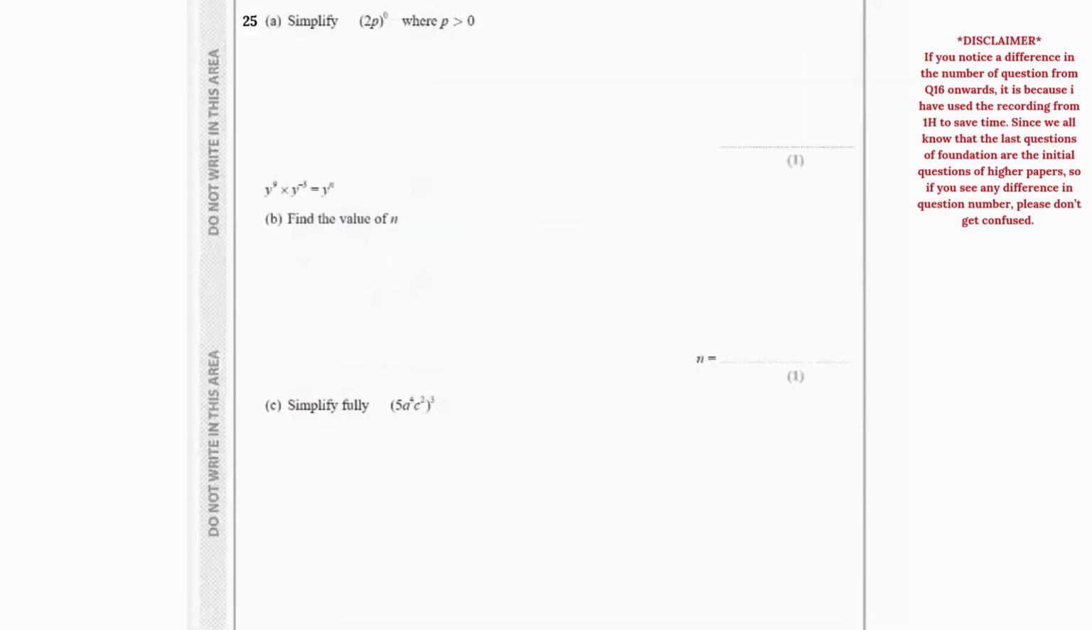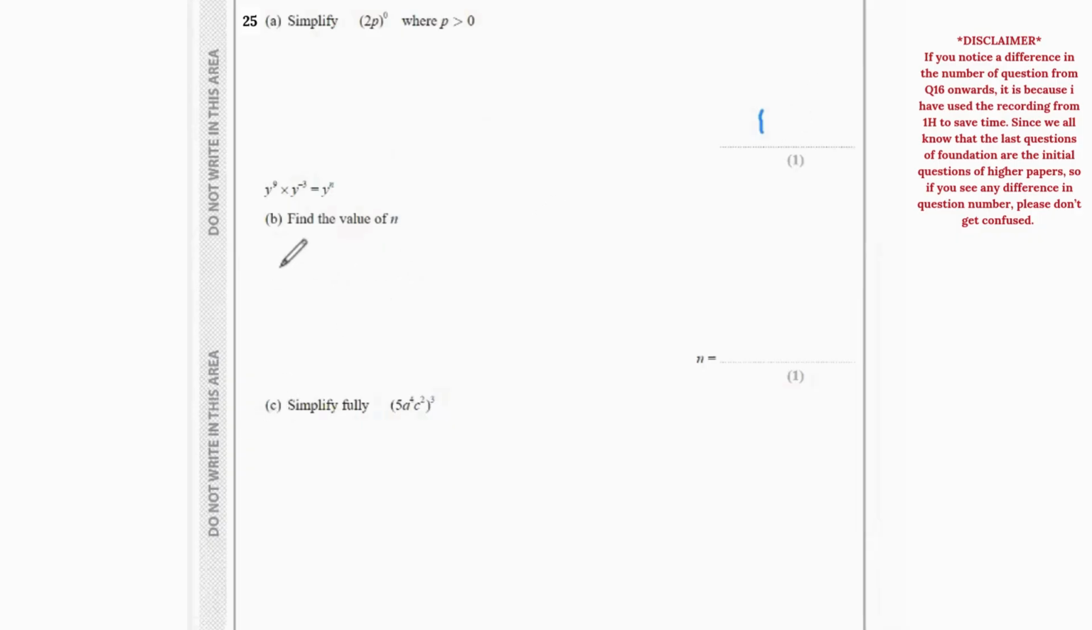Question 10 says simplify 2p to the power of 0, where p is greater than 0. Anything to the power of 0 always equals 1. So since the entire 2p has a power of 0, all of this equals 1. If it was just p to the power of 0 times 2, then that would equal 2 times 1, that's 2. But in this case, since the entire bracket has a power of 0, it's equal to 1.